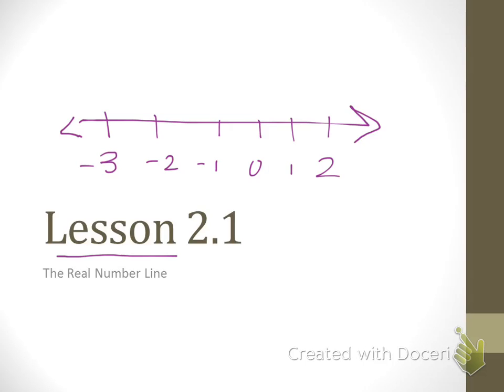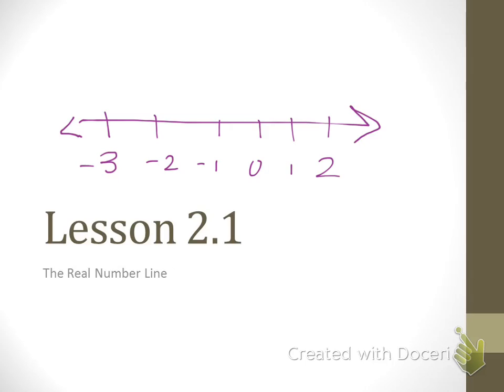If I were to read this, I would say lesson 2.1. I read from left to right. That's exactly how your number line should be. It should never be the opposite. It should never go 2, 1, 0, negative 1, negative 2, negative 3. That's an incorrect number line, okay?